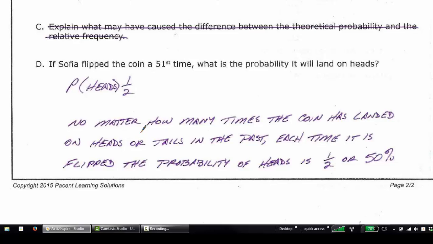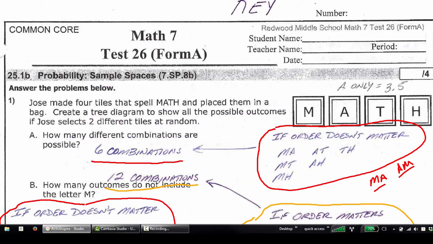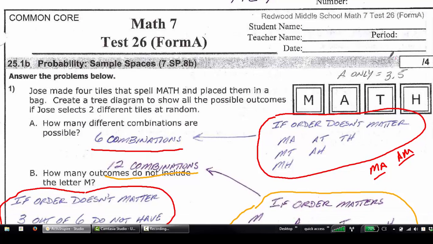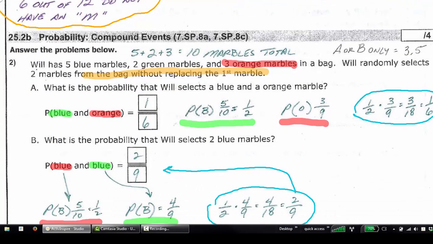All right, so the problems that you should really focus on, if you're getting ready for this next test, would be 25-1 and 25-2. Those are the types of problems that will be on the next test.